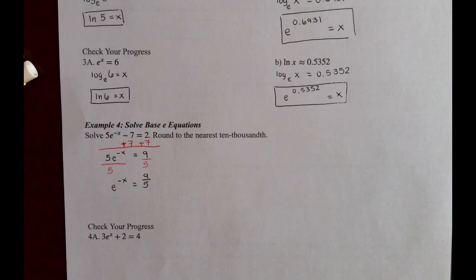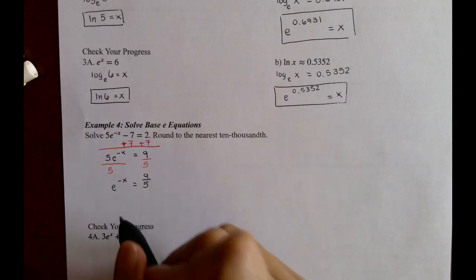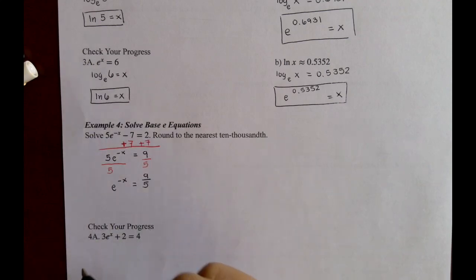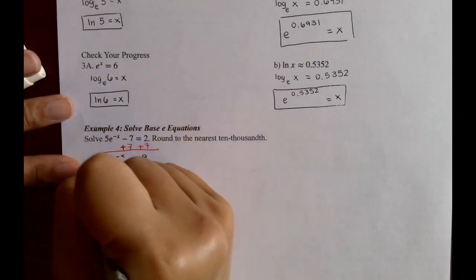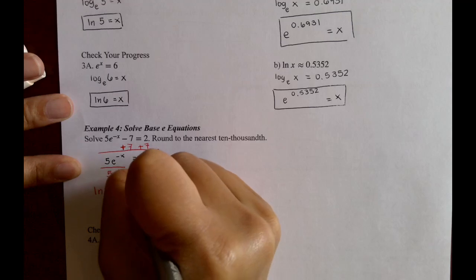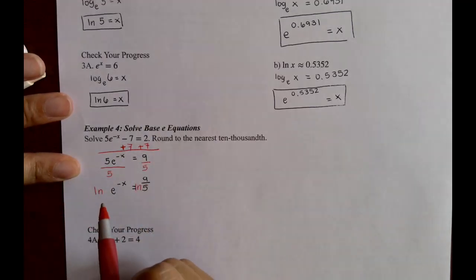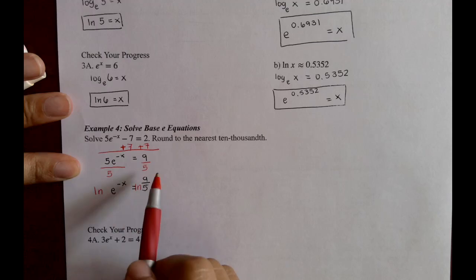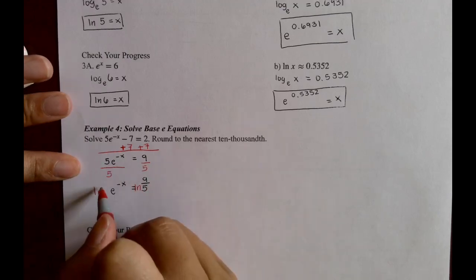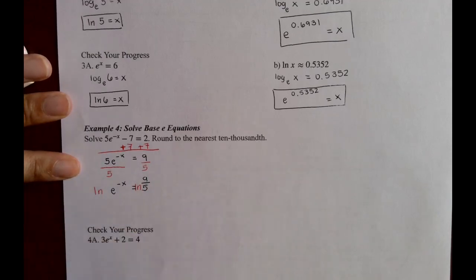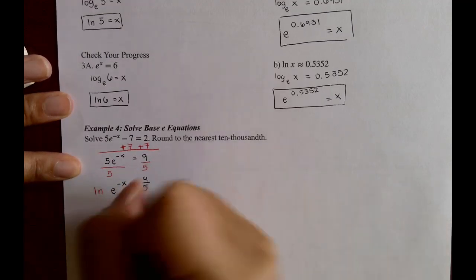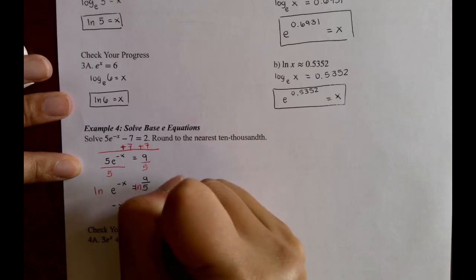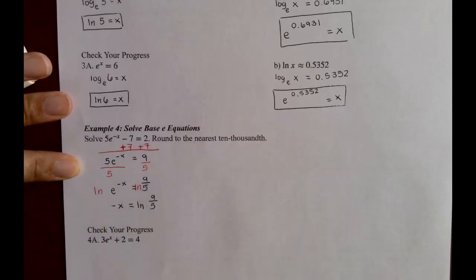In the previous lesson, when we wanted to get the x by itself, we would take the log of both sides. But because our calculator does have a natural log key, we're going to take ln of both sides. I'm going to take the ln of this side, because this is log base e. If you think about it, e to the what power would give me e to the negative x? That would allow these to cancel, because e to the negative x power gives me e to the negative x. So that's negative x, solved for that exponent, equals ln of 9/5.